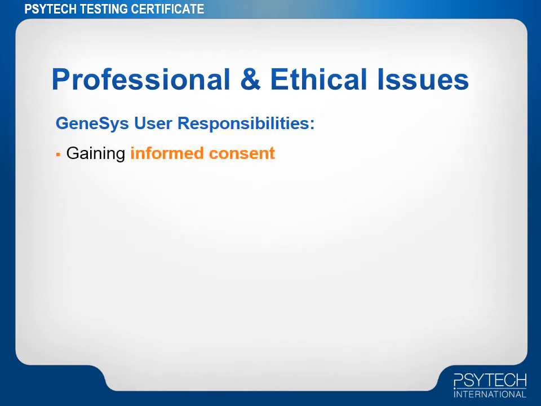One of the major responsibilities of assistant test users is gaining informed consent, as we discussed during the feedback module. The BPS code states that it is the test user's responsibility to clearly inform the test taker about purpose, procedure, duration, and likely outcomes.